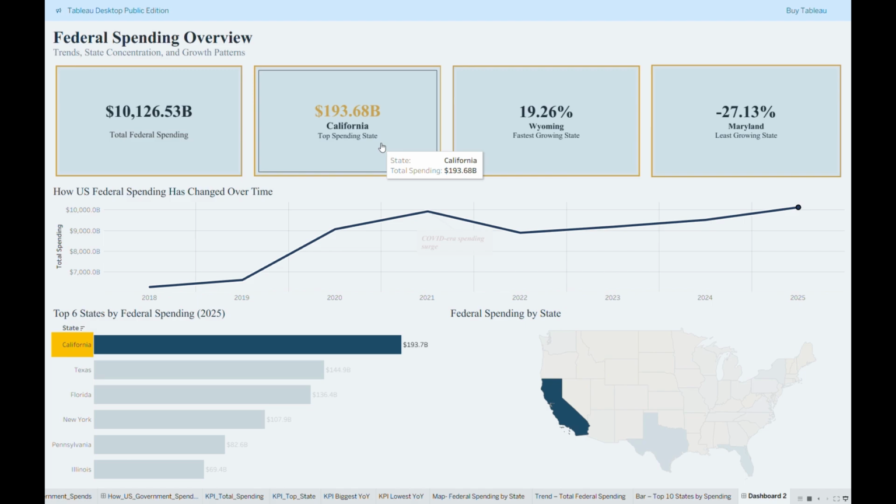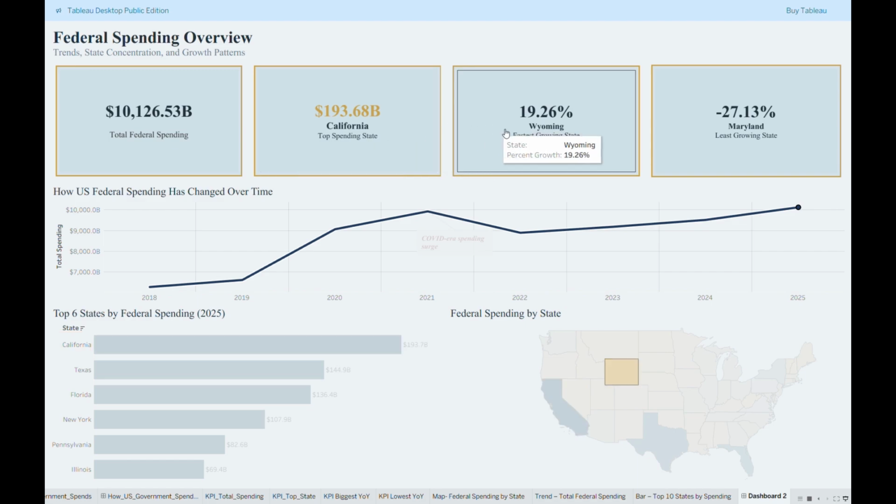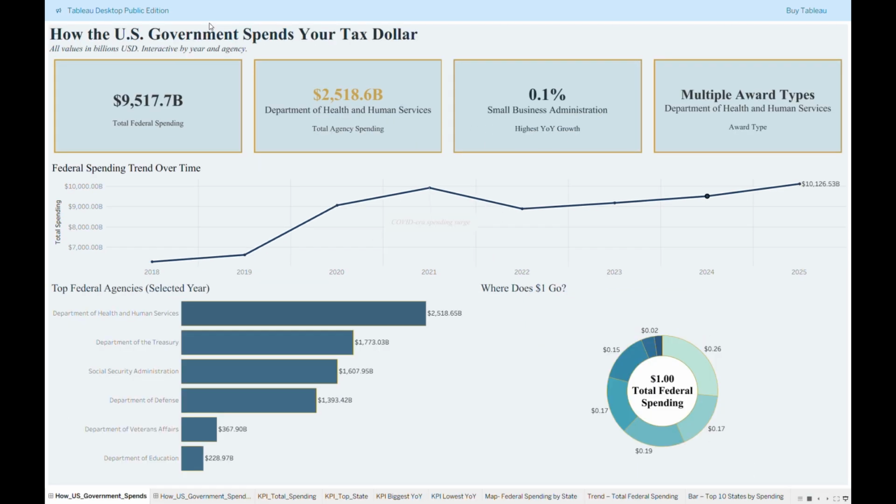Another key insight is that growth is not static. While California dominates in absolute spending, the fastest growing states change year over year, indicating shifting policy focus, demographic changes, or targeted federal initiatives. Now that we understand where the money is going geographically, let's look at what it's being spent on.